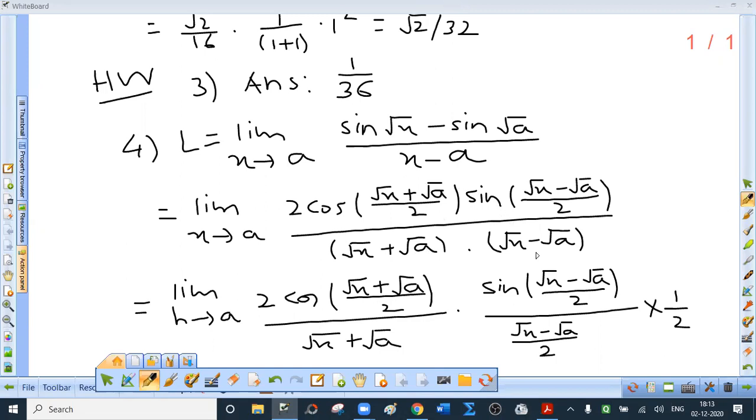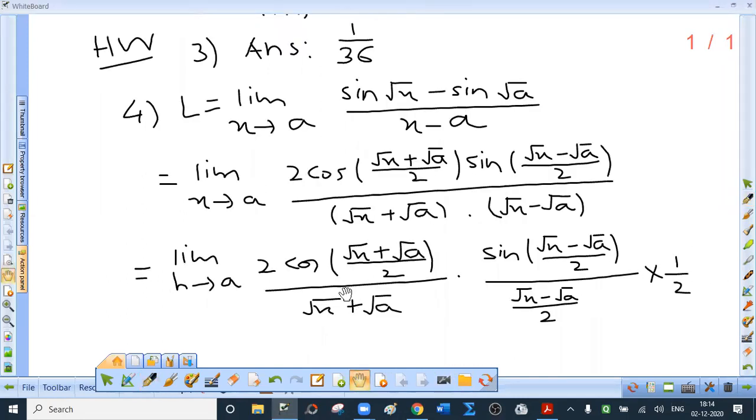Next step is important. See, the angle must be fully repeated. If you replace x by a, the tending value is a and not 0, then you get sine 0, which is 0. So 0 by 0 form. And that is why you have to see that the angle is fully repeated. Constant can be easily adjusted. Original denominator is root x minus root a, we have written root x minus root a upon 2. So into 1 by 2.